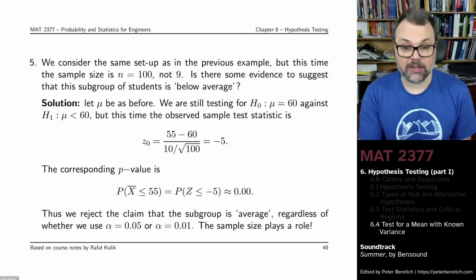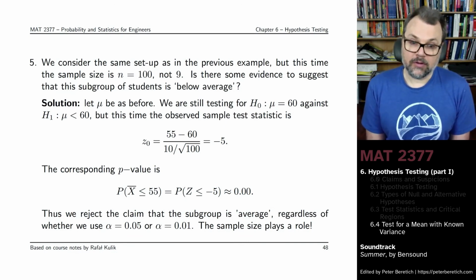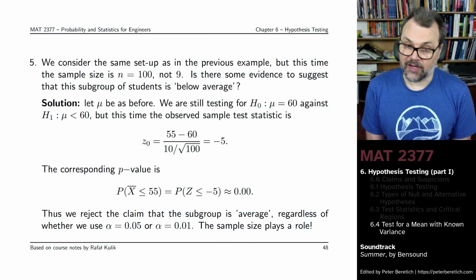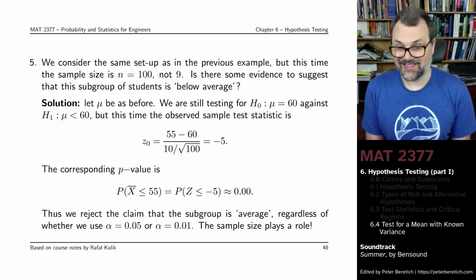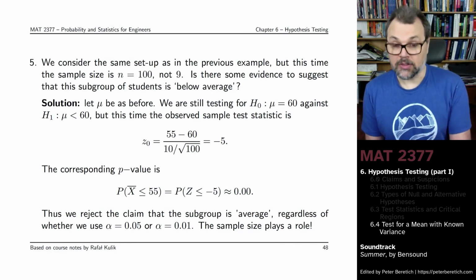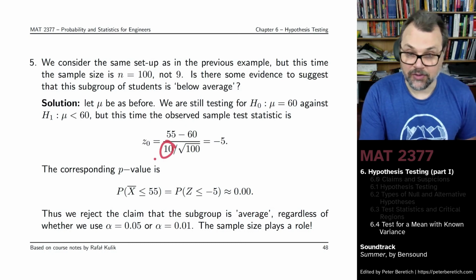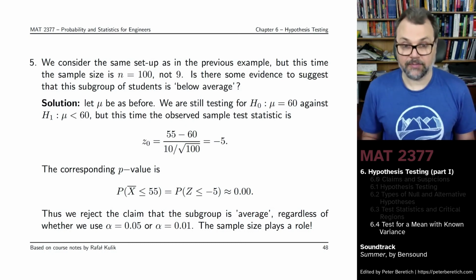I would then reject the claim that this new class is average, regardless of whether you use an alpha of 0.05 or 0.01. The sample size actually ends up playing a role in the determination of the conclusion of the test. So does the standard deviation, mind you, right? That's another thing you'd be dividing by here.